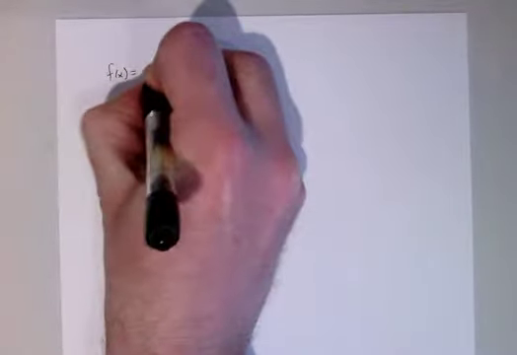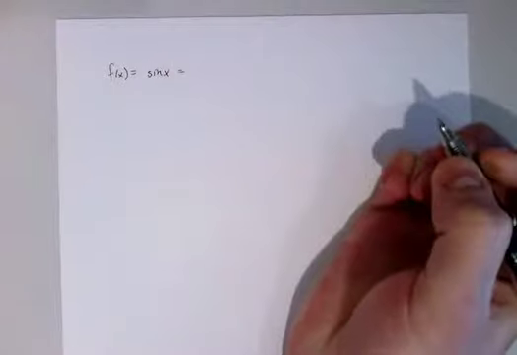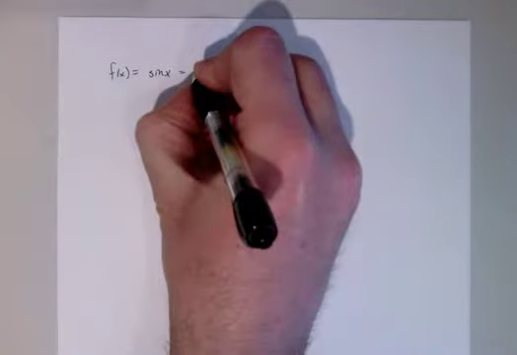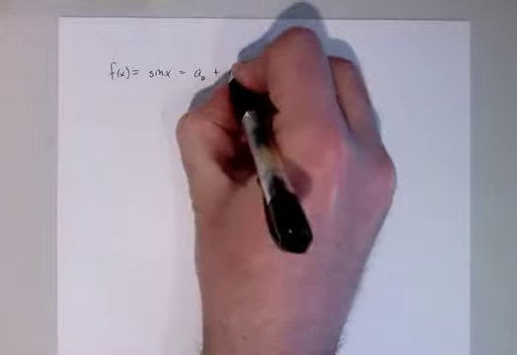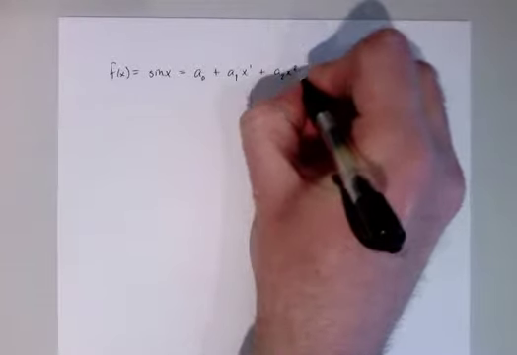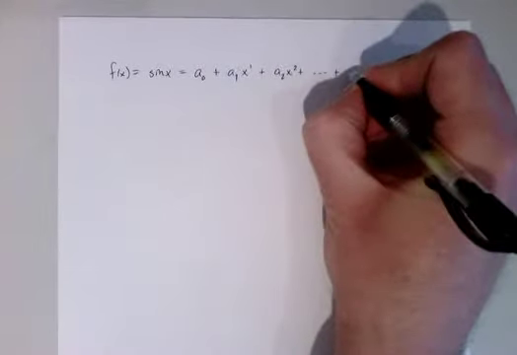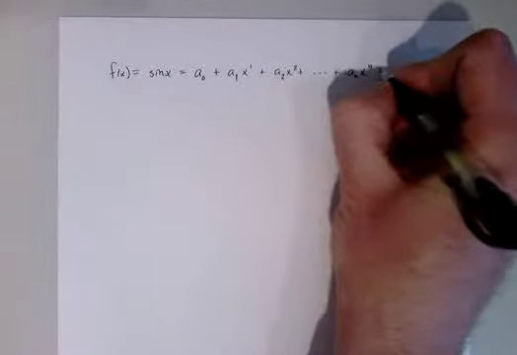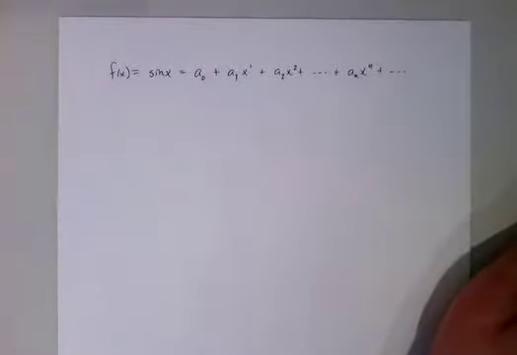Let's basically start with the hypothesis that sine x has a power series that can be derived, okay? And we're going to start off with a sub 0, a sub 1 x to the first, a sub 2 x squared, and on and on and on, plus a sub n x to the n, and of course it goes off to infinity, right?